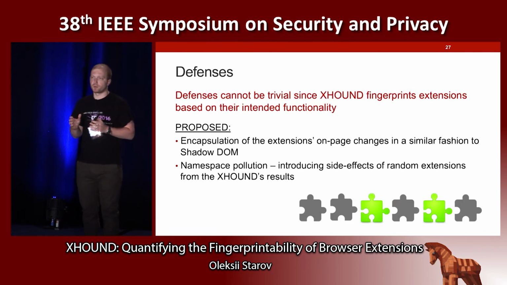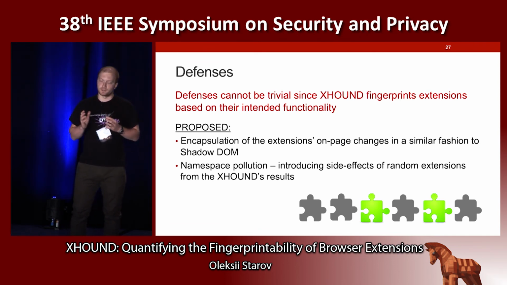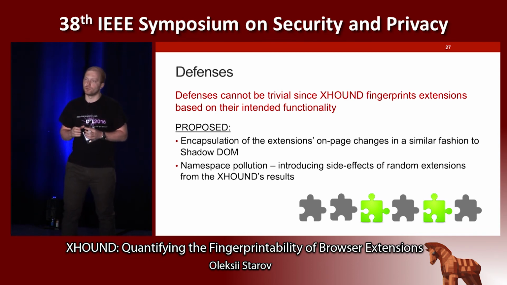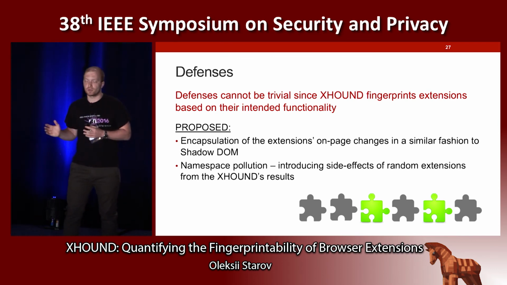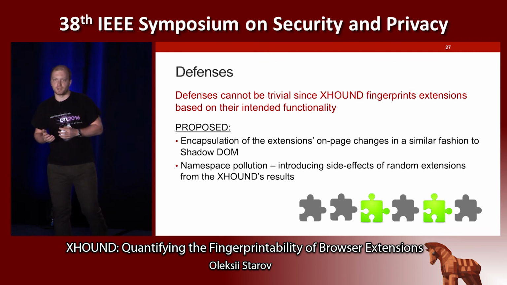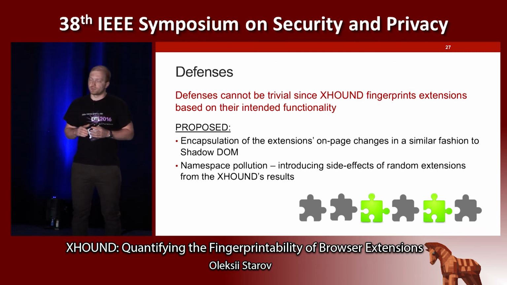In the paper, we also propose defenses. The very important point here is to understand that all defenses cannot be trivial. The point is that XHound uses the intended functionality of extensions to fingerprint them. Basically, if you just want to block this functionality, you are getting rid of this extension and of its purpose. No easy solution is possible.